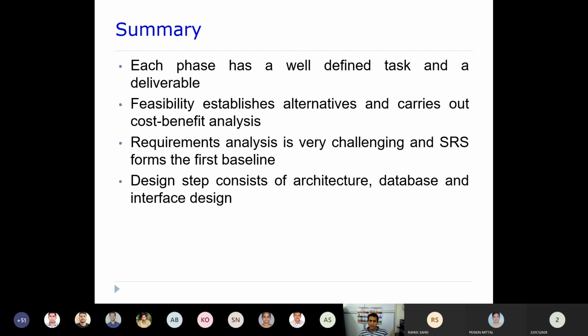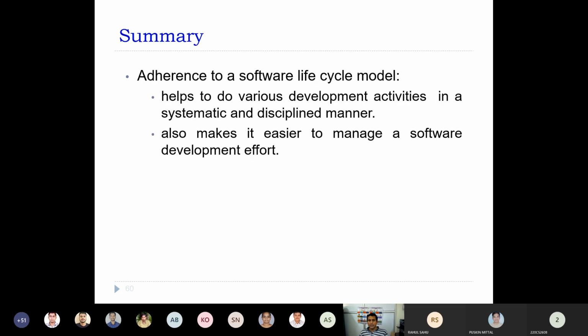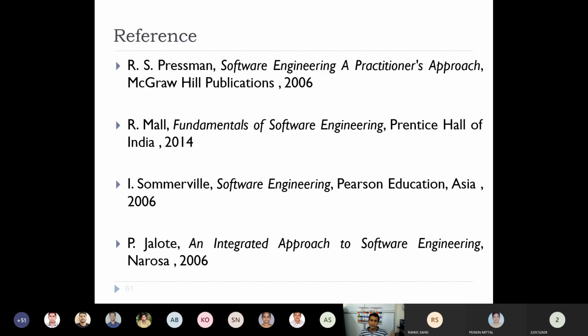Okay. Requirements analysis is very challenging. That is what we have seen. SRS, because you try to establish the requirements here. The design step consists of architecture, database, and interface design. Those things we have seen: software architecture, database design. These are all part of design. Adherence to a software lifecycle model helps to do various development activities in a systematic and disciplined manner. This is what you learned in the very first lecture. It also makes it easier to manage the software development effort. Okay, so we stop here today.